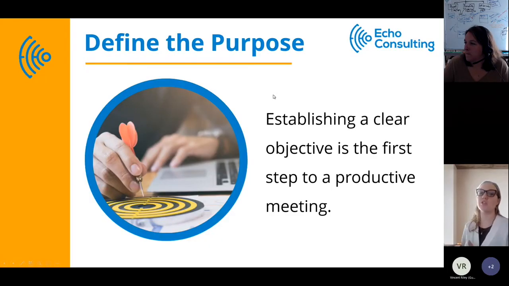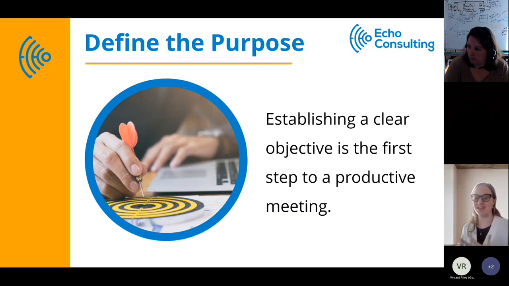So we'll start with preparation. Before you even schedule a meeting, we really want to define the purpose and make sure that you have a clear objective to ensure that you're going to have a productive meeting. So really start to think about, what am I trying to accomplish in this meeting? What is the end goal that we're trying to get to?